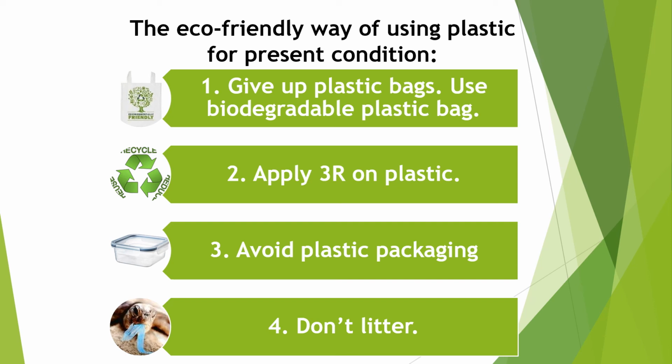Next, we can apply 3R on the plastic, which are reuse, reduce, and recycle them. Then, we can stop using disposable tableware and also plastic packing by replacing it with reusable food containers to pack our food and drinks. Lastly, do not litter and reuse plastic products as much as possible to save the planet and also aquatic life.